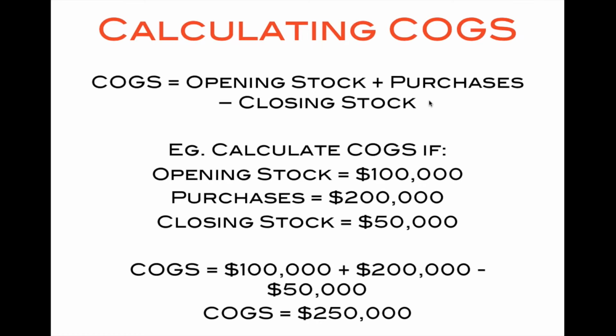It's our opening stock plus the purchases we make throughout the year or throughout the time period of the income statement minus the closing stock, so how much stock we have left over. So if we look at this example here, we see that opening stock is $100,000, purchases is $200,000, and closing stock is $50,000. So to calculate COGS for this example, we will take our opening stock, $100,000, and add it to our purchases, $200,000, but then minus our closing stock, $50,000, which gives us a cost of goods sold of $250,000. So using this formula, this is how we calculate costs of goods sold.